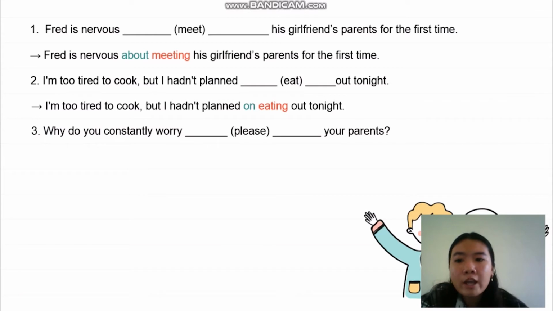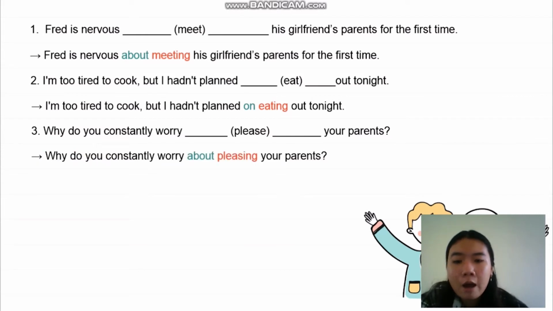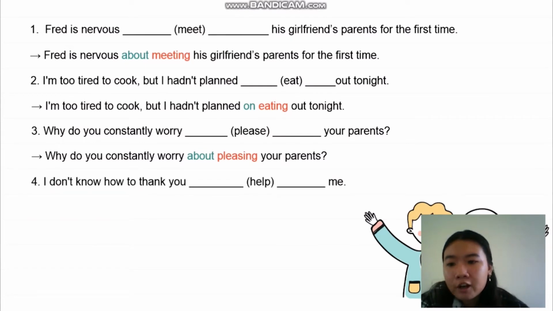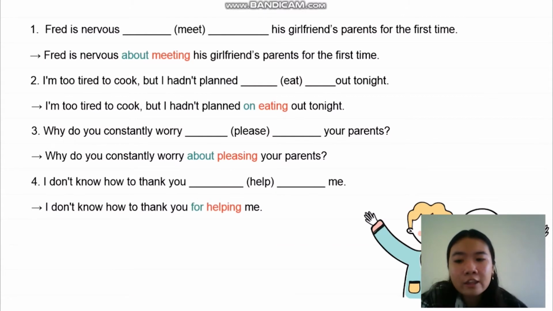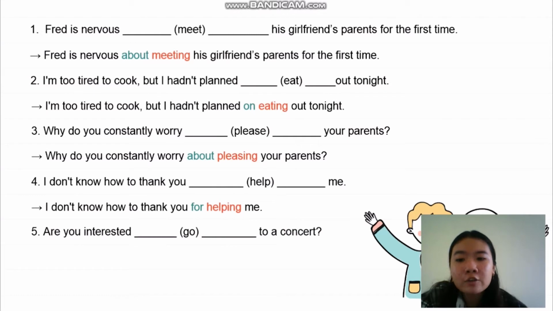Number 3: why do you constantly worry blank please blank your parents? The answer is, why do you constantly worry about pleasing your parents? Worry is followed by about plus gerund. And after that, number 4: I don't know how to thank you blank help blank me. The answer is, I don't know how to thank you for helping me. Thank someone is followed by for and gerund. Number 5: are you interested blank go blank to a concert?